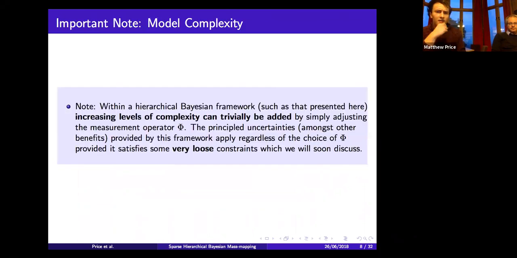So clearly, this isn't a completely representative model of how observations are made, because you have PSF corrections, you have photo Z errors, etc., etc. But in a hierarchical setting, you can simply fold all of these into the hierarchy quite easily. Particularly, you can just adjust your measurement operator phi, and that's the only change. So there are some few loose constraints that you must satisfy, but we'll discuss them in slightly more detail later.